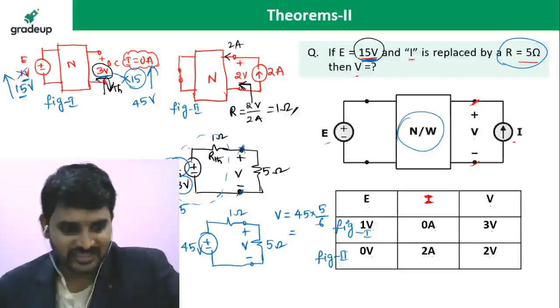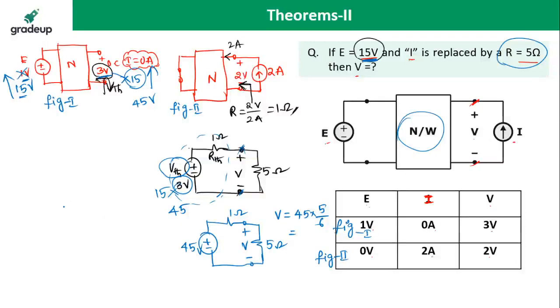please see here. I am drawing once again for you. See, the equivalent network for the given block diagram, I have got as 1 ohm Thevenin's resistance and 3 volts as Thevenin's voltage. All right. Now, this 3 volts is the voltage which I have got when the E value is 1 volt.